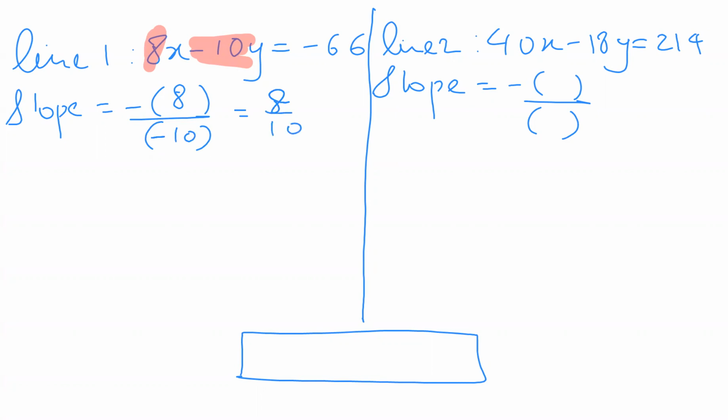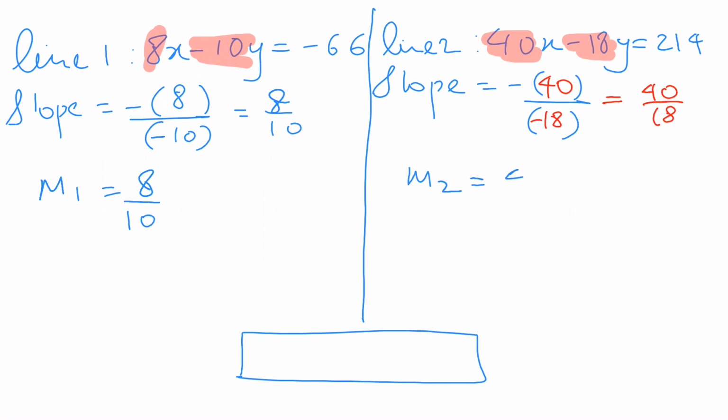And on the other side, coefficient of x is 40, so I'm writing 40 over here. And coefficient of y is minus 18. So this is 40 by 18. So both the slopes are calculated. I'll name the slopes. M1 is equal to 8 upon 10. M2 is equal to 40 upon 18.